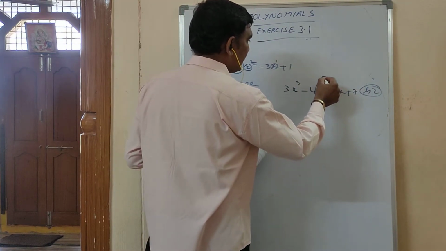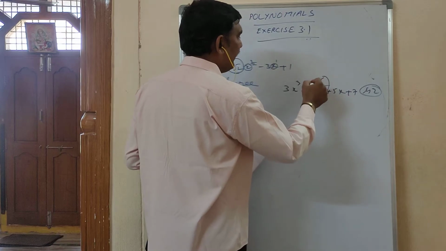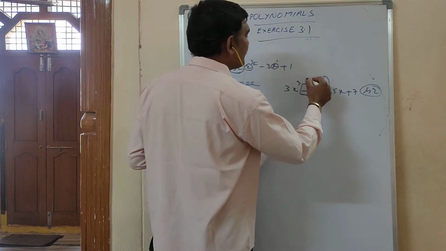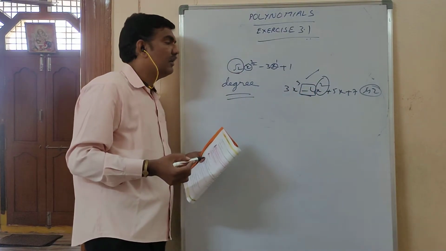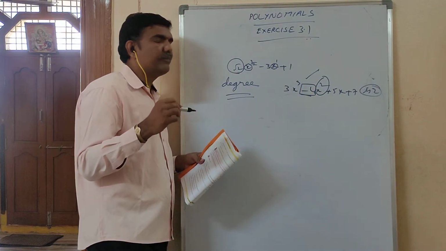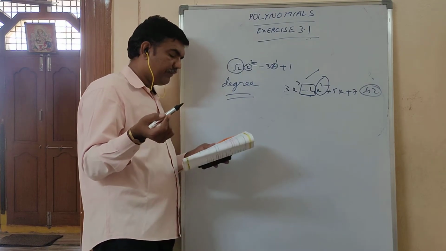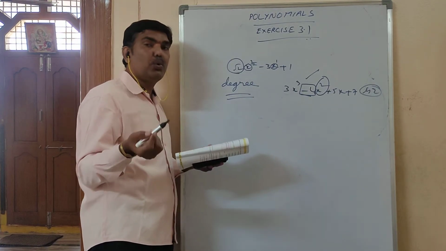Identify x square first. Coefficient means what I said? X square is multiplying with which number, including symbol? So x square is multiplying with minus 4, or not? Minus 4 is the coefficient of x square. But what he has given? He has given 2.